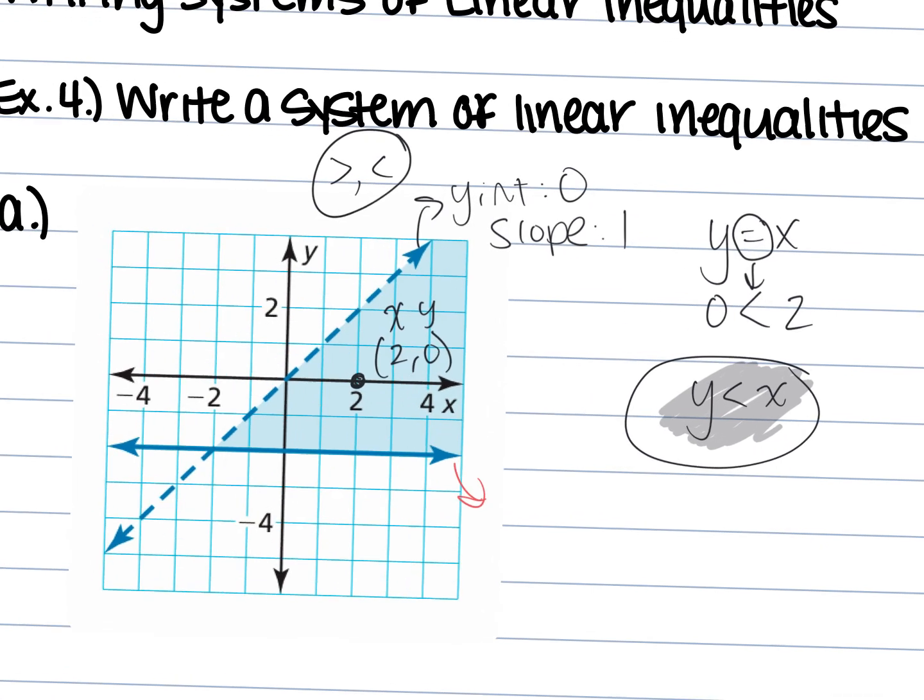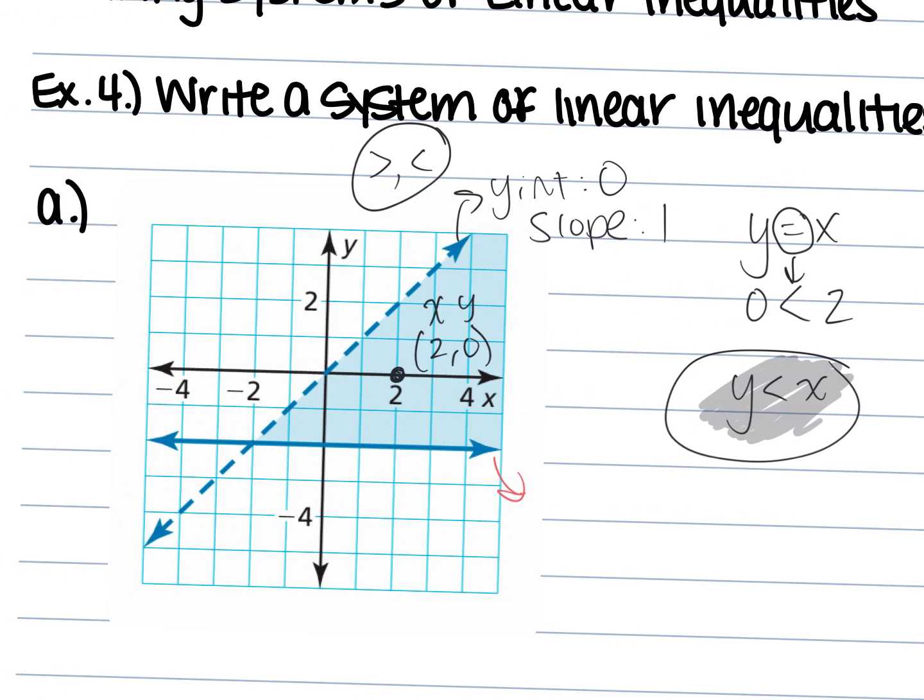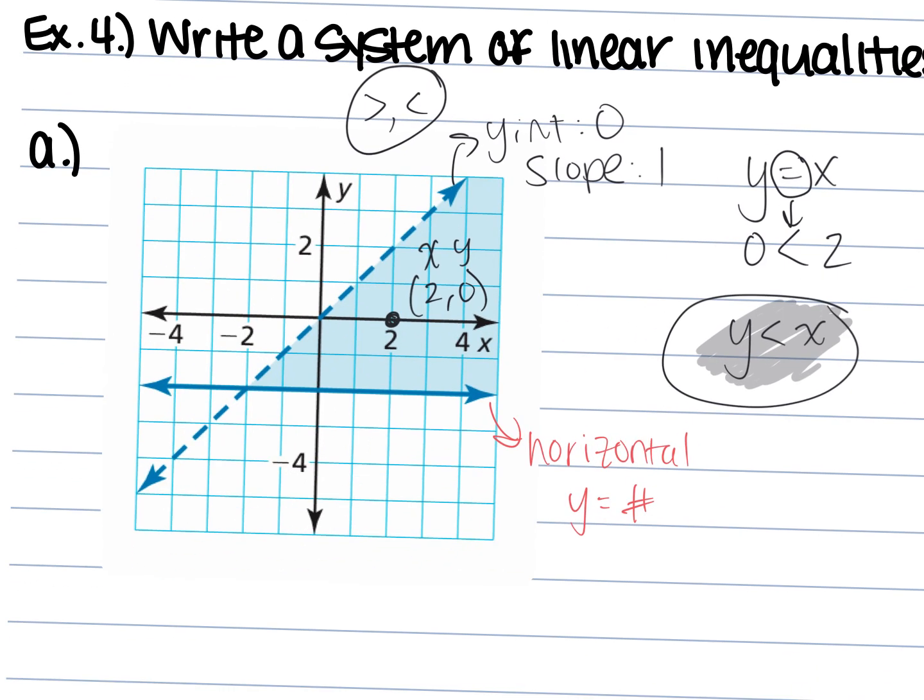What do you guys think is going on with the second line? What do we know about that line? Andrea? It's horizontal. What does that mean? Y equals some number. Now, what number does that have to be? Andrea? -2. It has to be the y-intercept. So y equals -2. Okay?